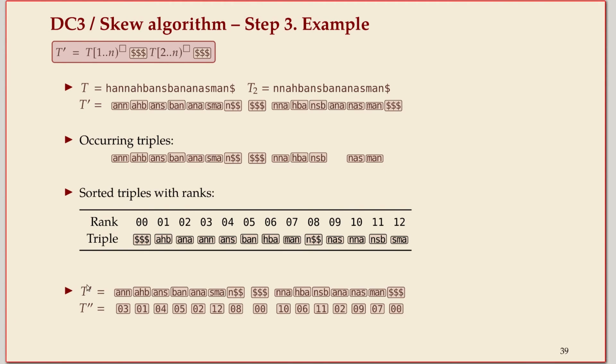And then we take our string t prime, as we had it here, that's the same, and we just replace every triple by its rank. Once we've done that, we can then set our size of the alphabet to be 13, the number of actually occurring triples, and that way we can continue with the recursive call.